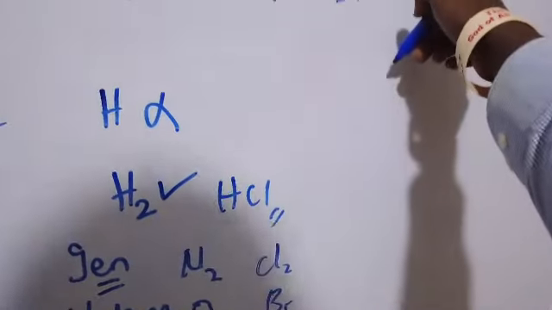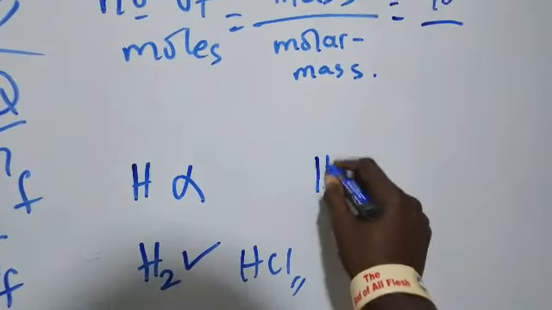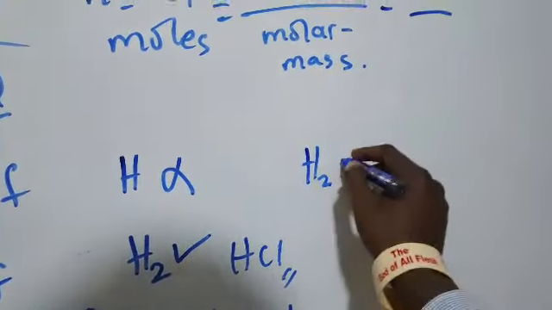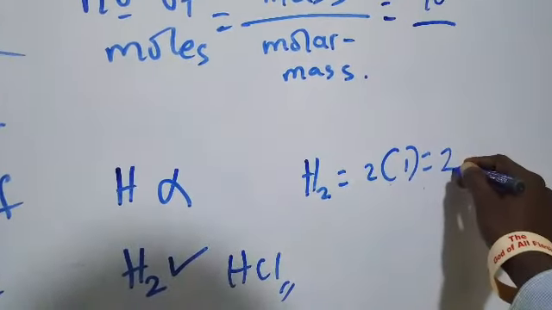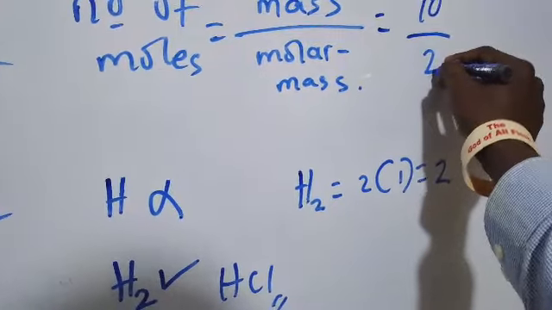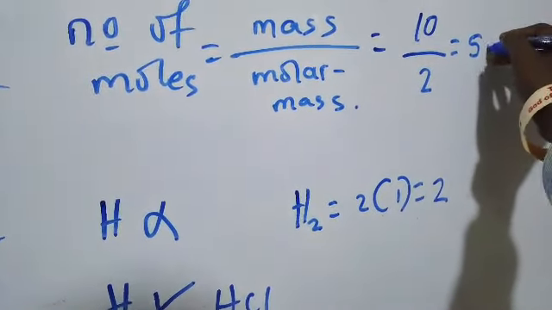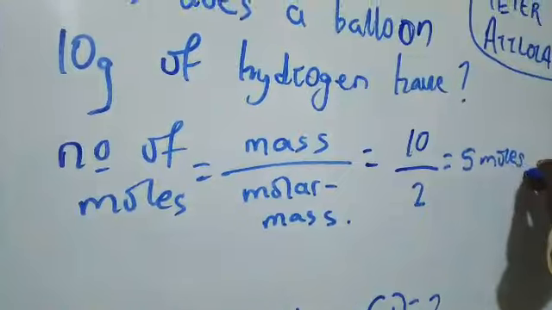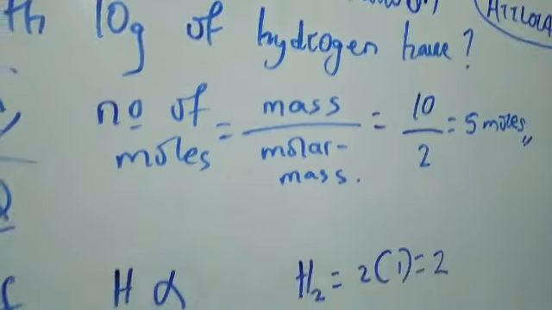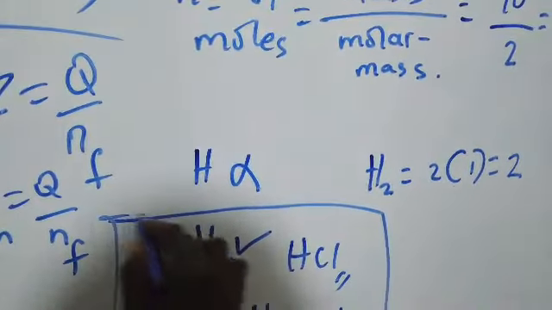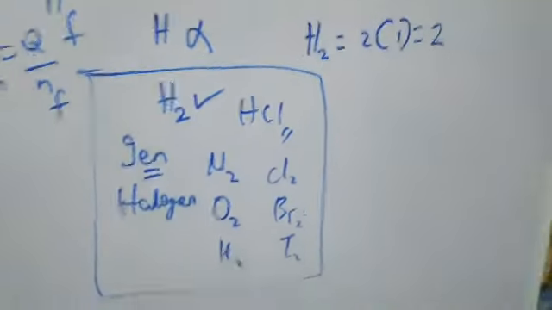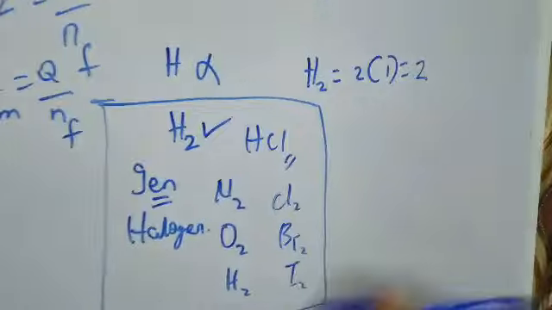Again, if you want to get the molar mass of hydrogen here, you write H2. The molar mass of hydrogen is 1, so that is 2 open bracket 1, which is equal to 2. So that means the molar mass is what? 2. So automatically the answer is 5 moles. Straight up. So the main bone of contention is this aspect. Students should identify elements or compounds that exist in the diatomic state.